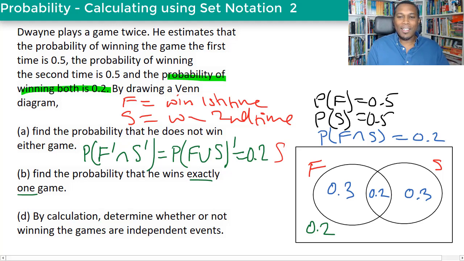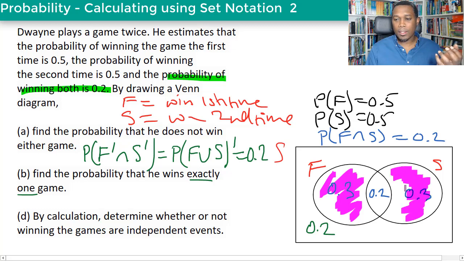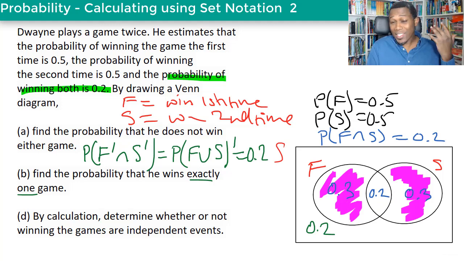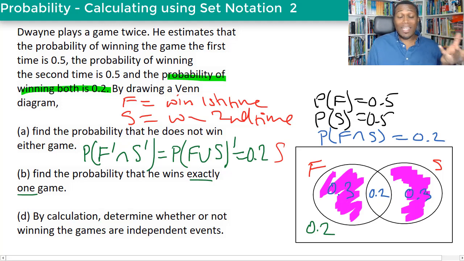What you want is to identify the regions you're interested in. Exactly once would be that he wins the first time only, or he wins the second time only. That's the way I'm thinking about it. And I've identified the regions. He wins only the first time. He wins only the second time. The answer to the question is going to be 0.6.